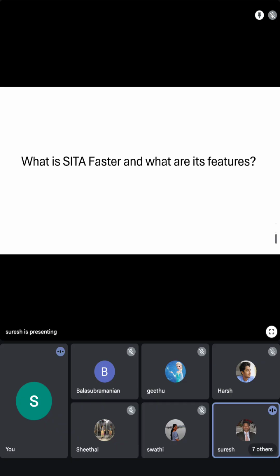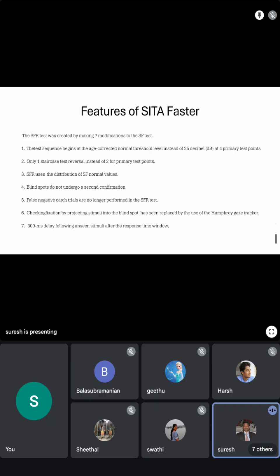So basically they have made all these modifications to SITA Fast. Initially I told you what thresholding is. Instead of going and trying to find out the threshold in each place, they are straight away starting from 25 decibels and trying to find out whether you are able to see. They'll do this in 4 primary points.